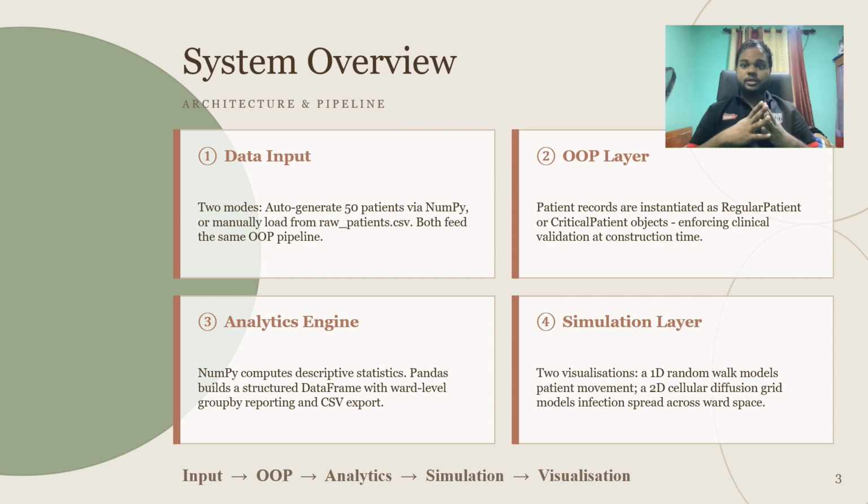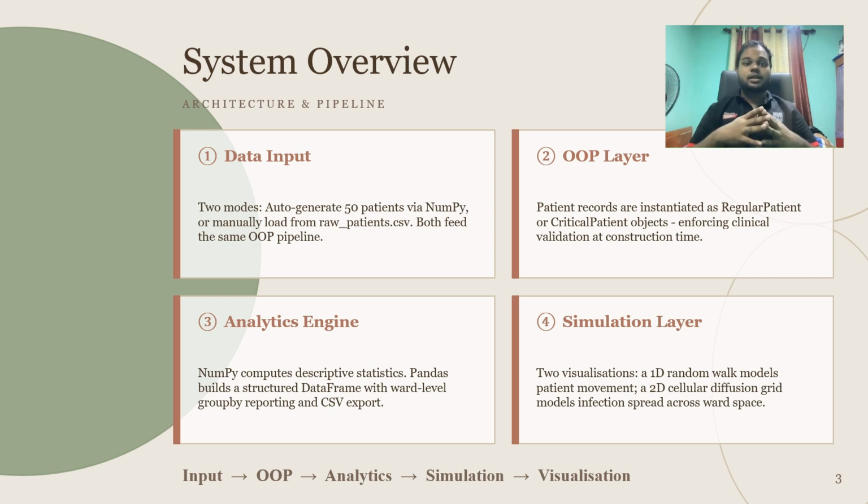It basically follows a simple pipeline: input, OOP, analytics, simulation, and visualization. First, we have data input. We can either auto-generate 50 random patients using NumPy or read them manually from a CSV file. Next is the OOP layer. Every patient gets turned into an object in our code, which immediately checks if their data is valid.